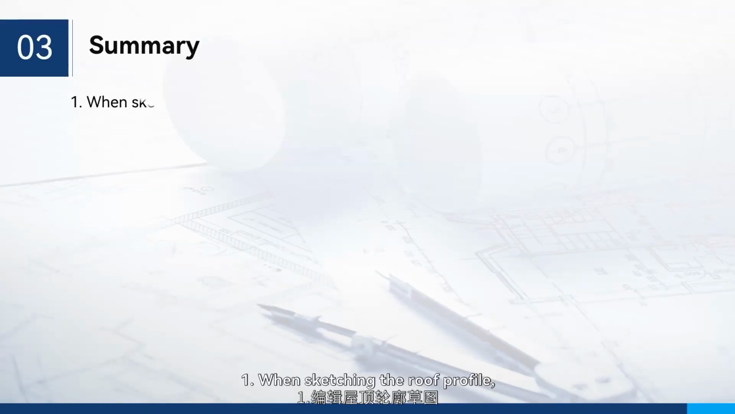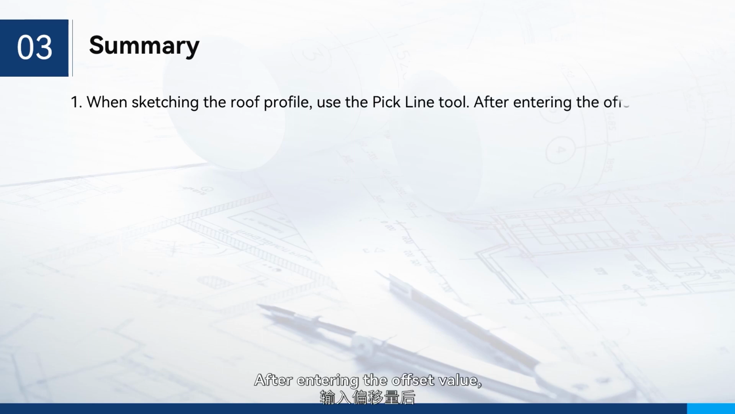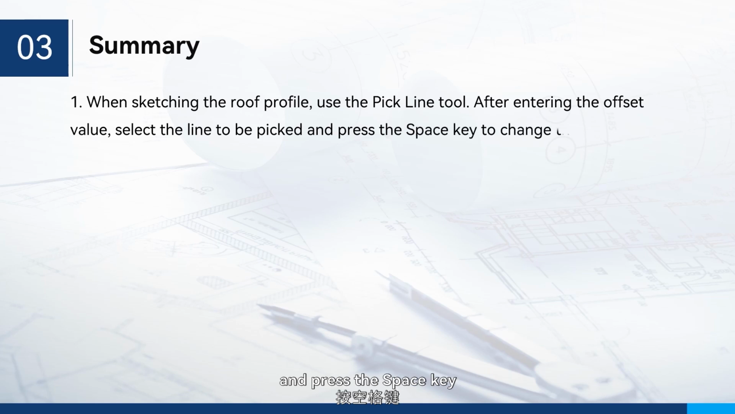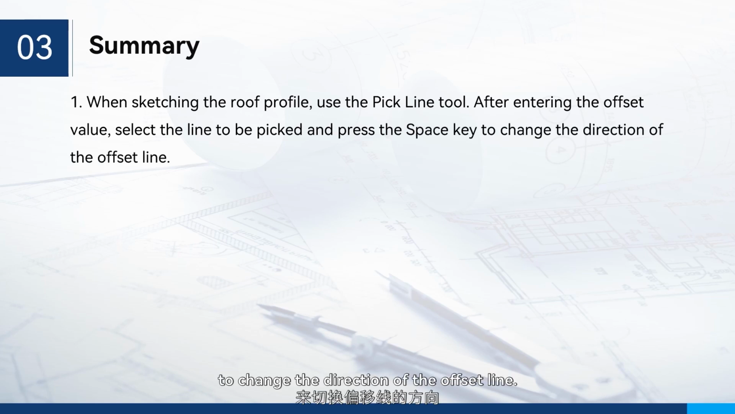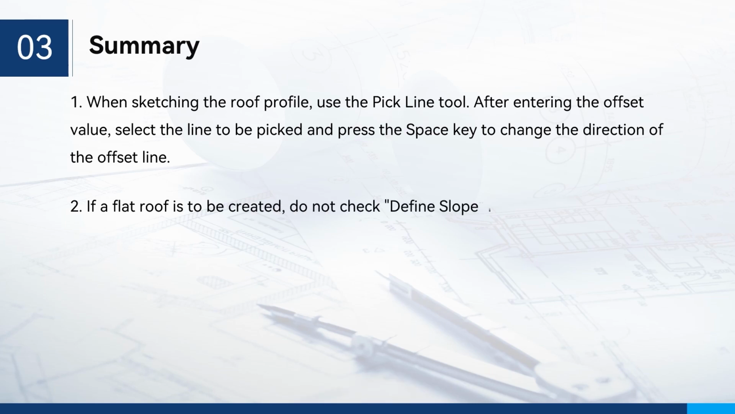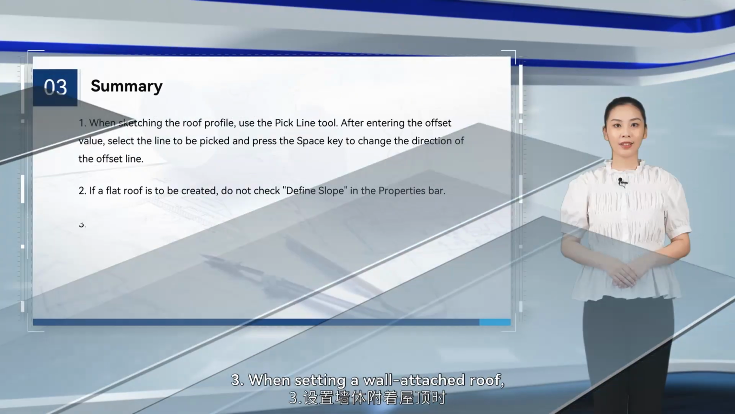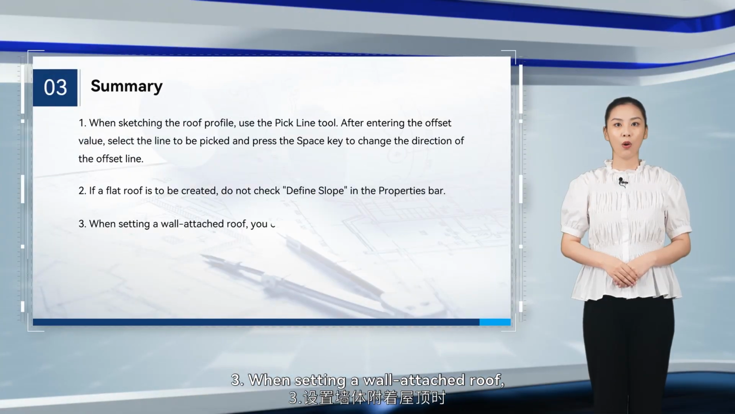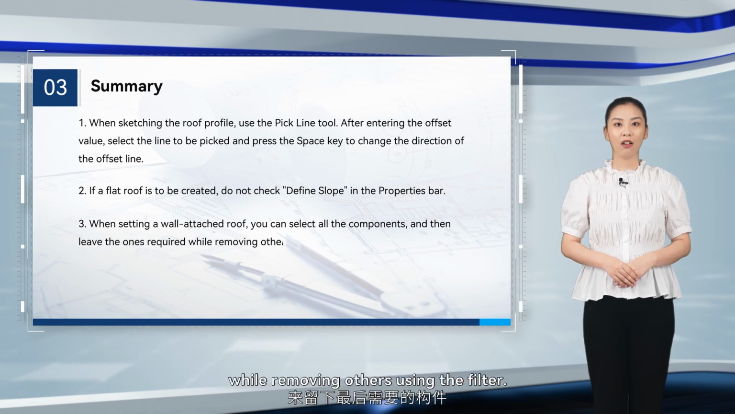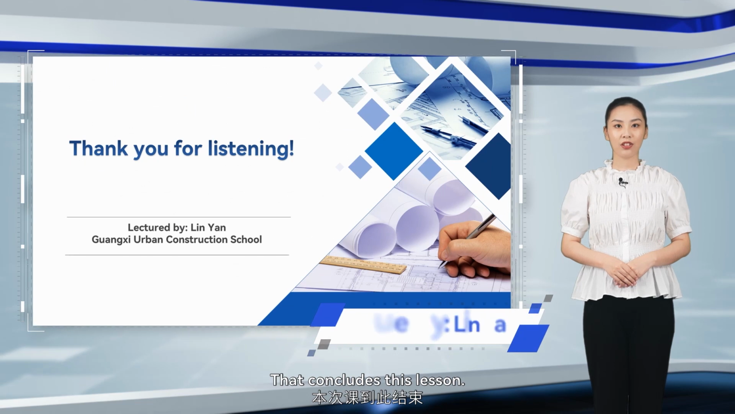1. When sketching the roof profile, use the Pick Line tool. After entering the offset value, select the line to be picked and press the space key to change the direction of the offset line. 2. If a flat roof is to be created, do not check Define Slope in the Properties bar. 3. When setting a wall-attached roof, you can select all the components and then leave the ones required while removing others using the filter. That concludes this lesson.